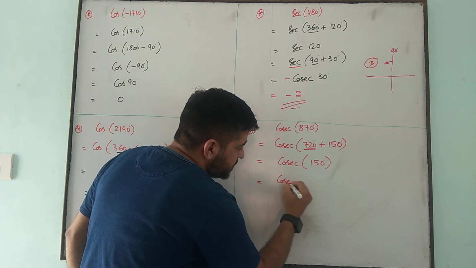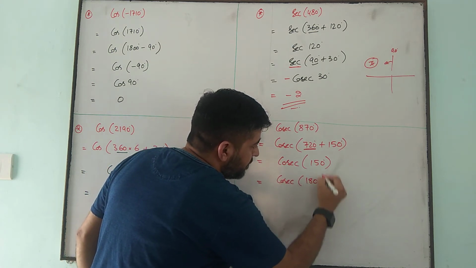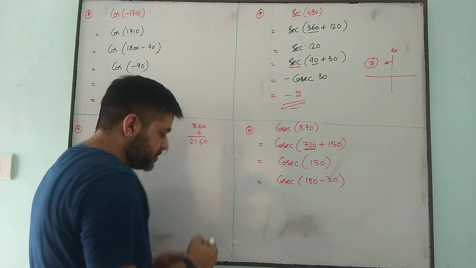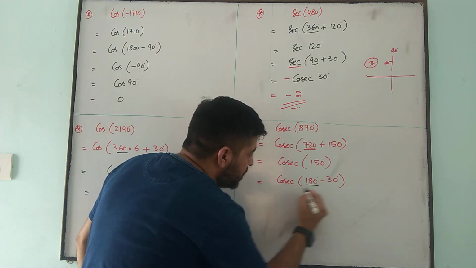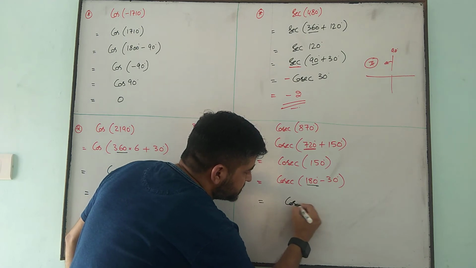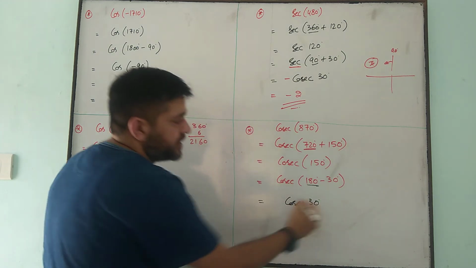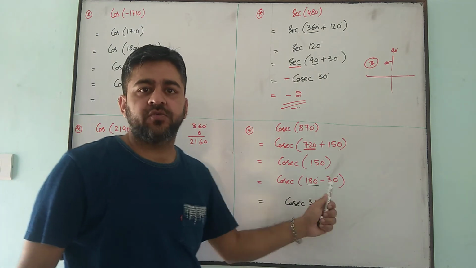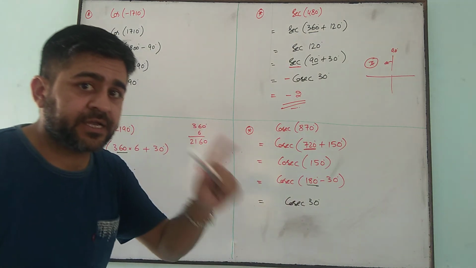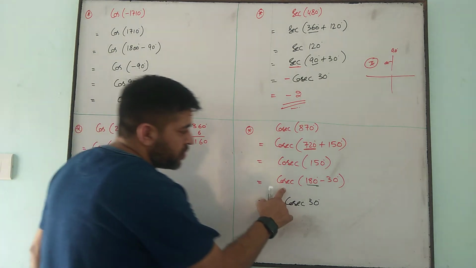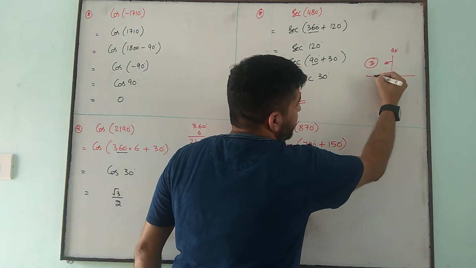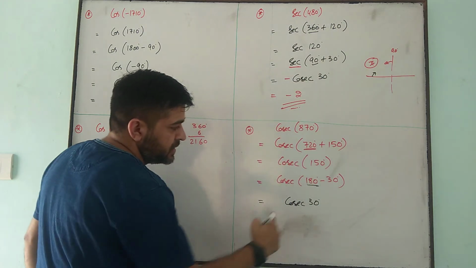Now cosecant 180 minus 30 is 150. Now you have to see the quadrants. 180 means cosecant will remain the same, cosecant theta, cosecant 180 minus theta. 180 or 360 you need not change, 90 or 270 you need to change. So cosecant theta. Now see the quadrant: 180 minus theta means lies in second quadrant.